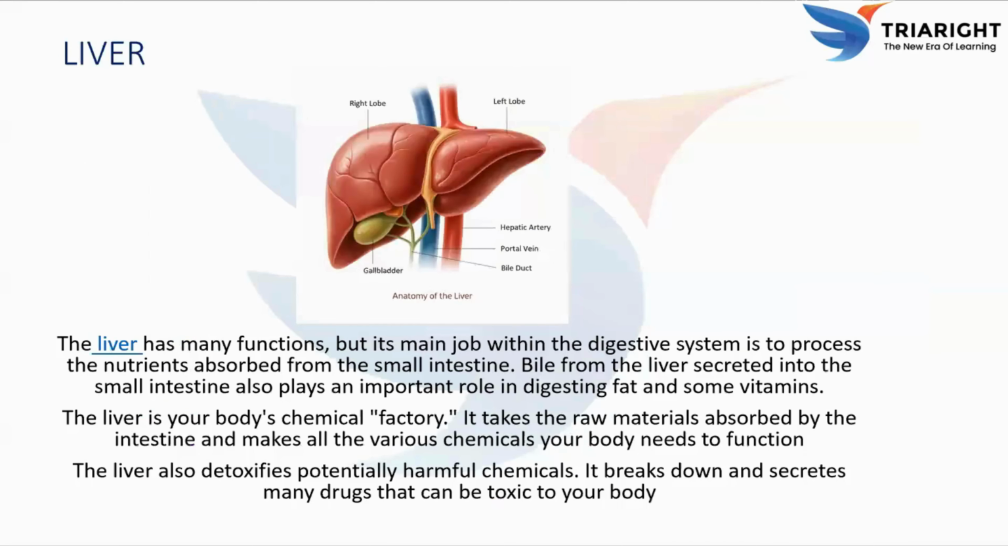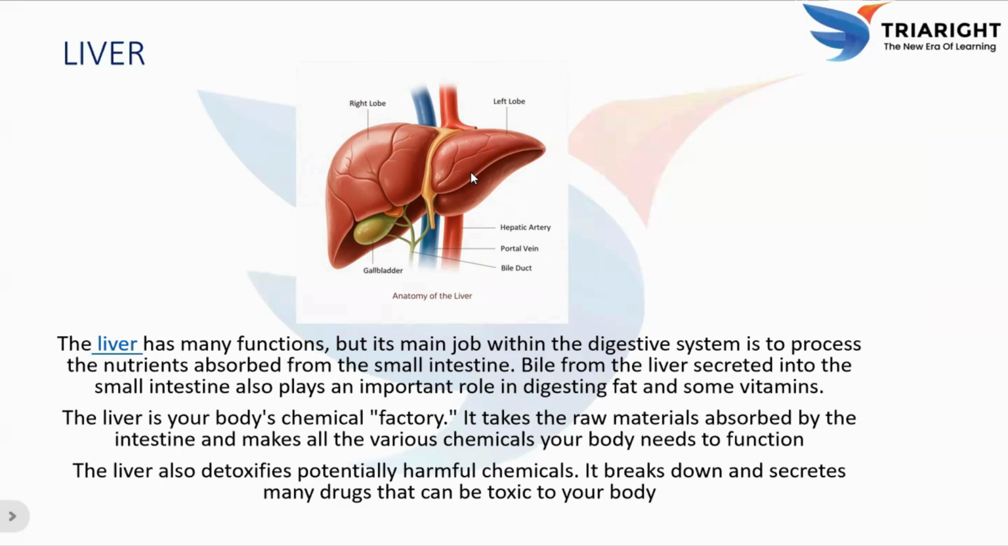Coming to the next organ of the digestive system. What is this? Liver. The liver is an accessory organ of the digestive system. Here you can see the picture of the liver. Here you can see the gallbladder connecting to the liver, and the liver has two lobes: the right lobe and the left lobe. Here is the hepatic artery, this is the portal vein, and this is the bile duct which is connected to the gallbladder.